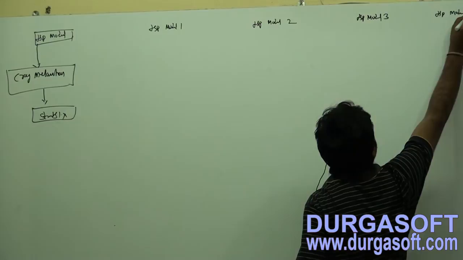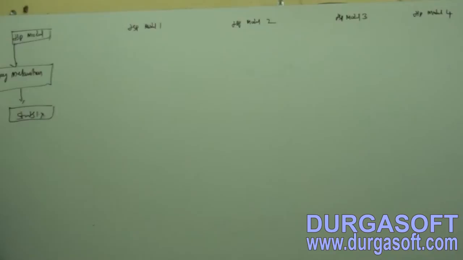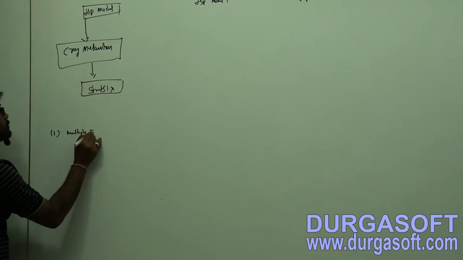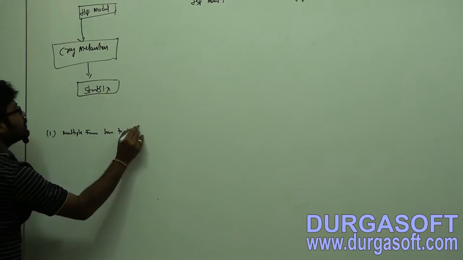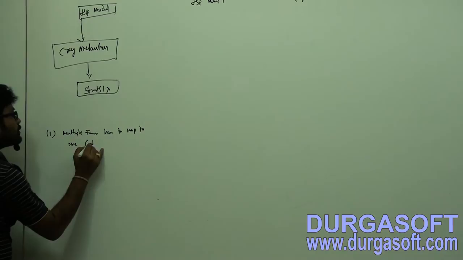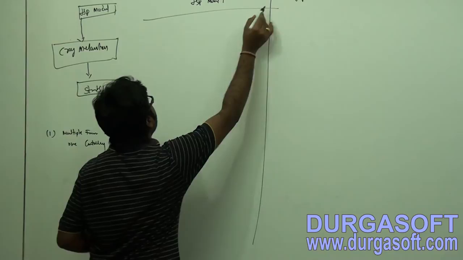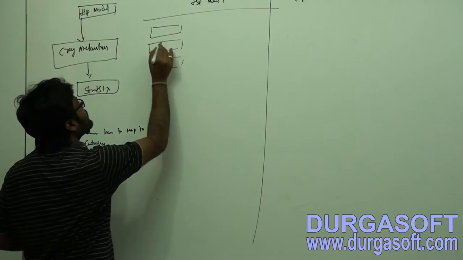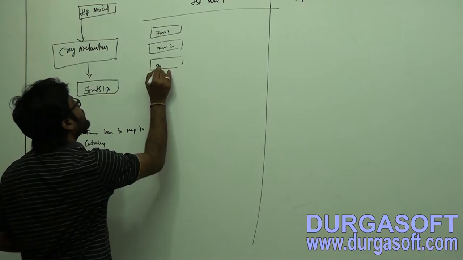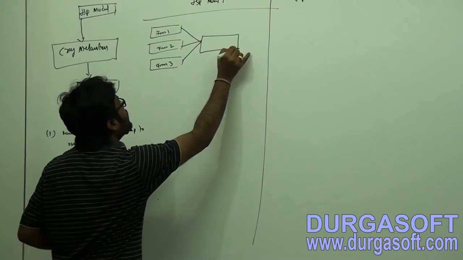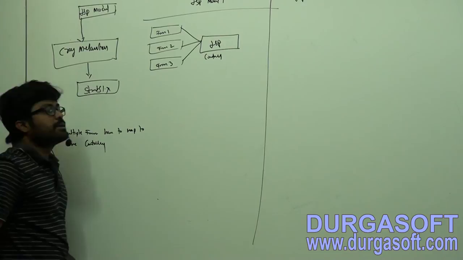As per these JSP models, first, multiple form requests we need to map to one single controller. Complete application forms we have to map to one single controller. So in case of JSP model 1, if you have multiple input forms, form 1, form 2, form 3, these 3 forms' requests you need to map to only one controller. As a controller here you have to use JSP, as per JSP model 1.